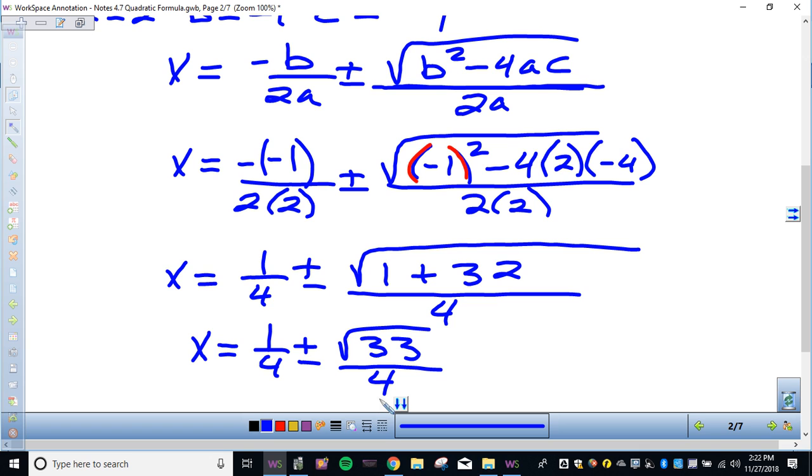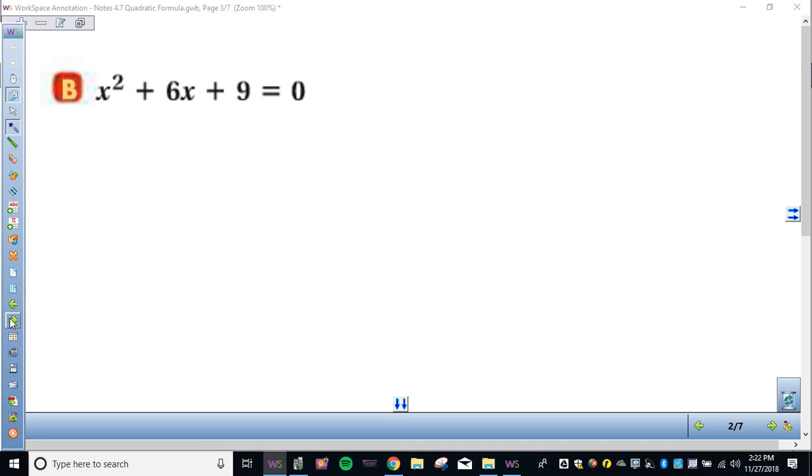The parabola can cross the x-axis twice, come down and touch the x-axis and go back up, and it can not touch it at all, which we'll talk about as the lesson goes on. So write this one down.